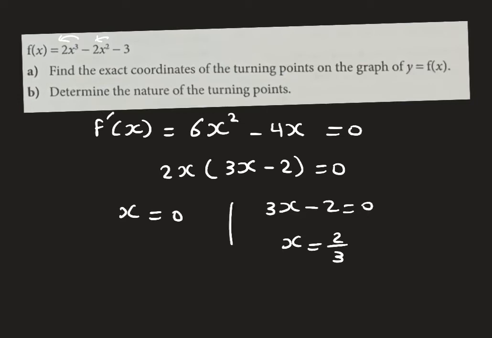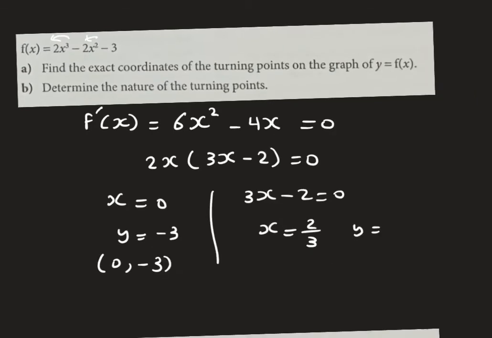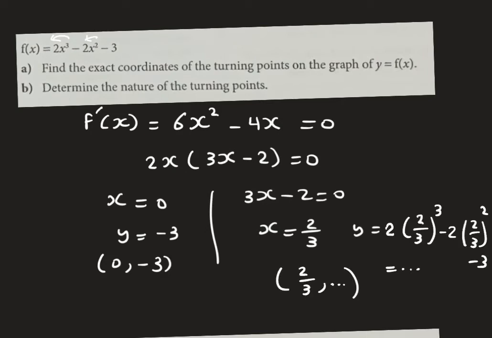If x equals 2 over 3, we can find y. The same, if x equals 0, we can find y. If x equals 0, y equals negative 3. So the first point is (0, -3). If x equals 2 over 3, y equals 2 times (2/3)^3 minus 2 times (2/3)^2, then minus 3. Then you can find the exact value with the calculator. So we have x equals 2 over 3 and the other value for y.